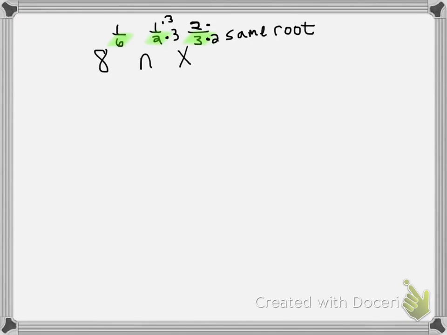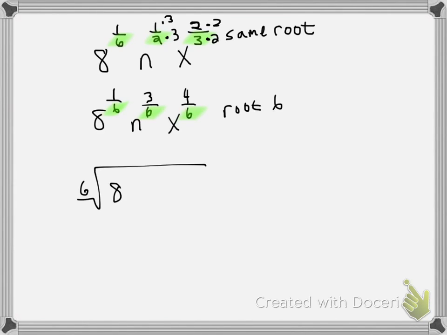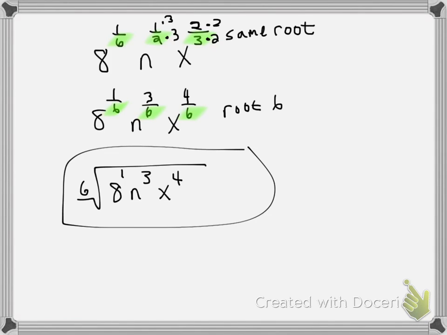Oh, geez, that's not a 2. All right, so now this becomes 8 to the 1/6, n to the 3/6, and x to the 4/6. So now you can see that we have a common root, and it is the root of 6. So now this becomes the 6th root of 8 to the 1st, n cubed, and x to the 4th. And you can leave your answer like that. That's another way that we can end up writing this.